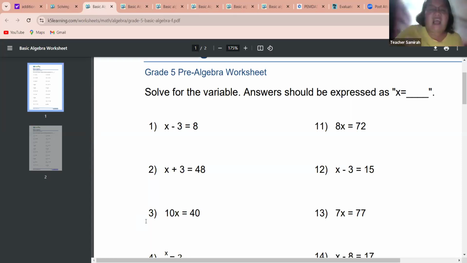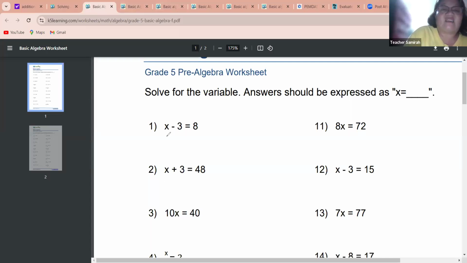So anyway, if you look at it, x minus 3 is equal to 8, and the answer, x is equal to 11, is actually correct. Why has it become 11? Okay, look at this. I will try to explain how it becomes 11.